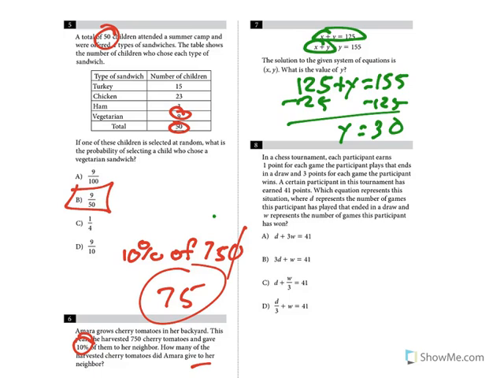Next one is pretty common. We just want to match up the coefficients with the information. It says 1 point for each draw, 3 points for each win. So it says D is the number of draws, so the coefficient of D should be 1. And the number of wins, the coefficient should be 3. And altogether we have 41 points. We can put that together pretty easily for choice A.